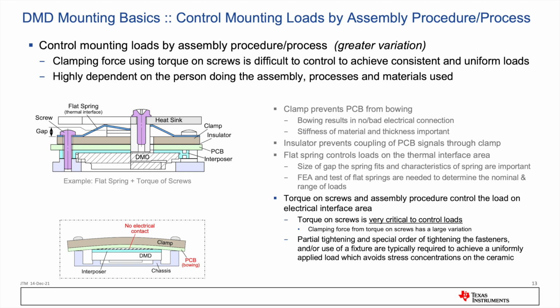Torque on screws and assembly procedure control load on the electrical interface area. The torque on the screws is very critical to control the load. The screw clamping force has a large variation driven by the tightening procedure, condition and material of the screw, and the material the screw is threaded into. Partial tightening and special order of tightening of fasteners and/or the use of a fixture are typically required to achieve a uniformly applied load which avoids stress concentrations on the ceramic.